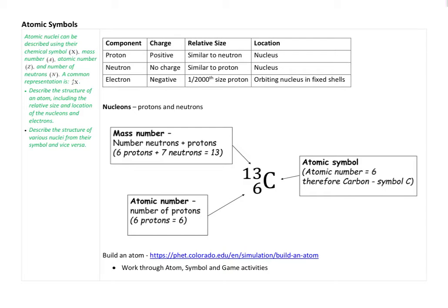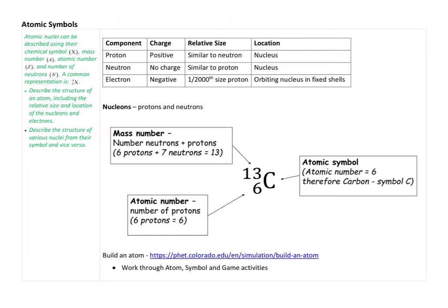As I've already said, an atom is made of protons, neutrons and electrons. A proton has a positive charge, a neutron has no charge, an electron has a negative charge. Protons and neutrons are similar in size. An electron is about 1/2000th the size of a proton, so it's much, much smaller than a proton or a neutron.